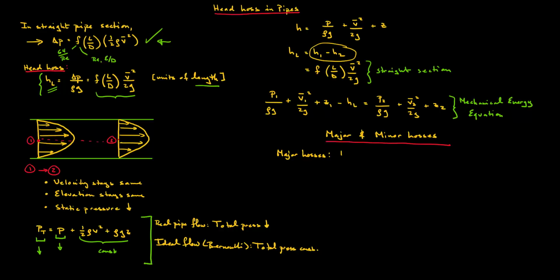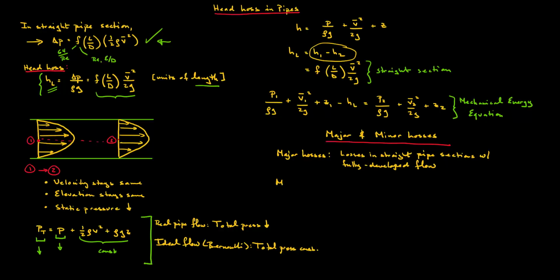So let's write this out. Losses in straight pipe sections with fully developed flow. And this is what we have focused on so far. So our derivation for our pressure drop delta P was only considering the mechanical energy losses due to the effects of friction.